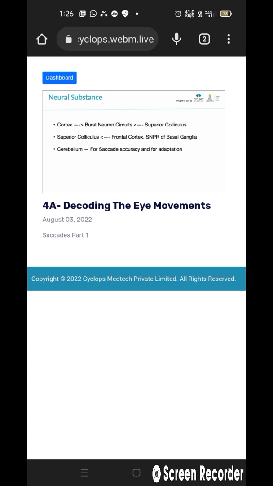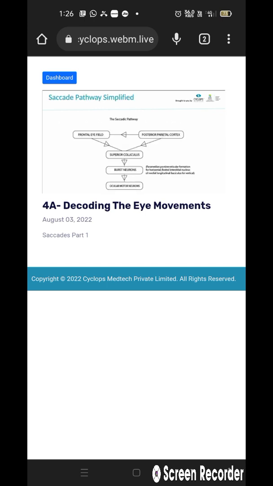The substantia nigra pars reticulata of the basal ganglia exerts an inhibitory effect on the superior colliculus. The cerebellum is needed for the saccade accuracy and for the adaptation.